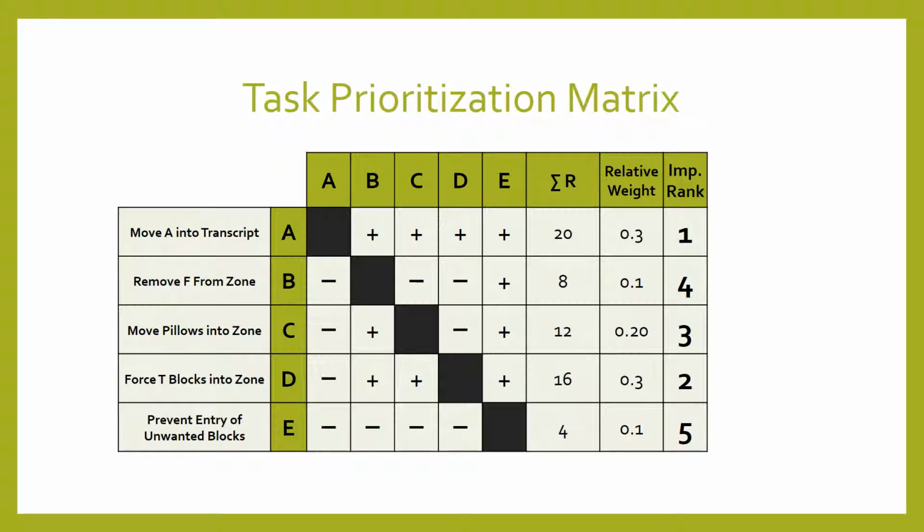First, moving the A into our transcript should be the highest priority because of the guaranteed 15 points you receive. The T blocks are the next most important task because of the 12 points you receive per block. The pillows are also a source of many points, but because the teams on either side of you are also competing for those same pillows, they are not guaranteed points. Because of the smaller amount of points related to the F block, removing it and preventing the entry of F blocks have the least importance.